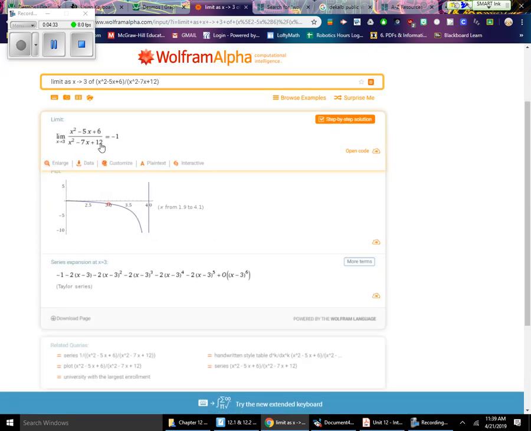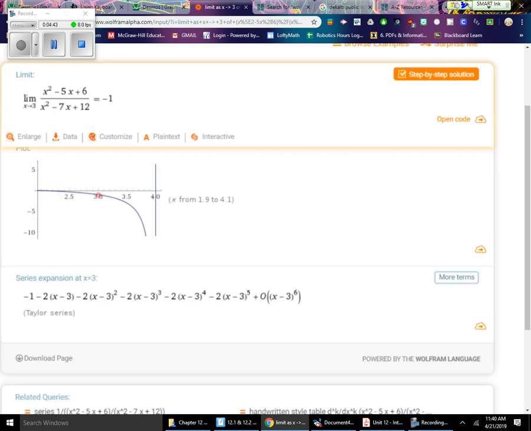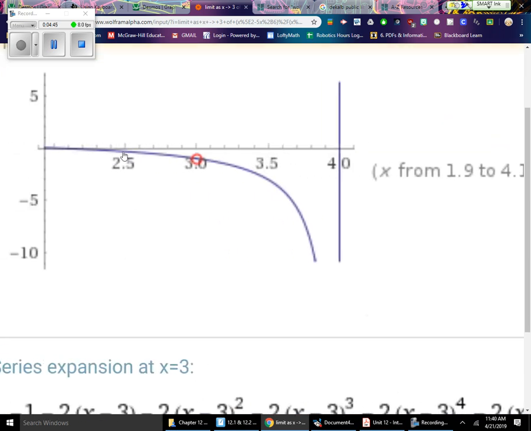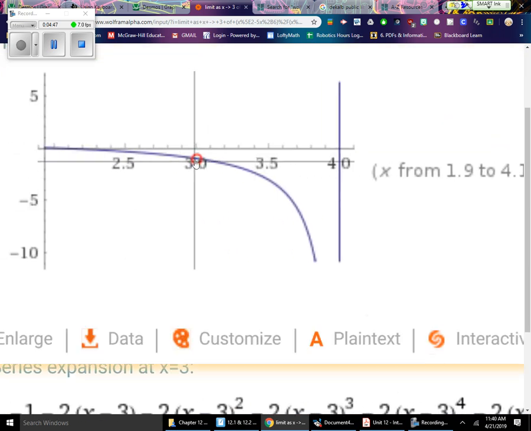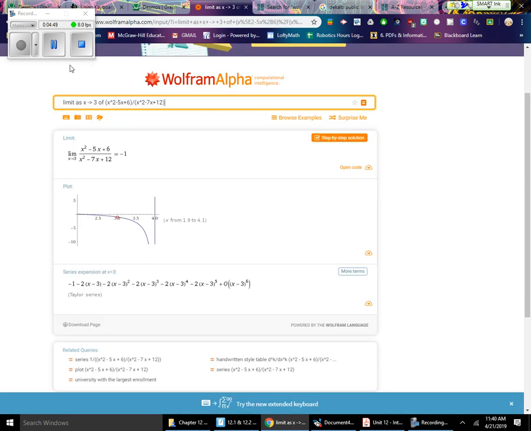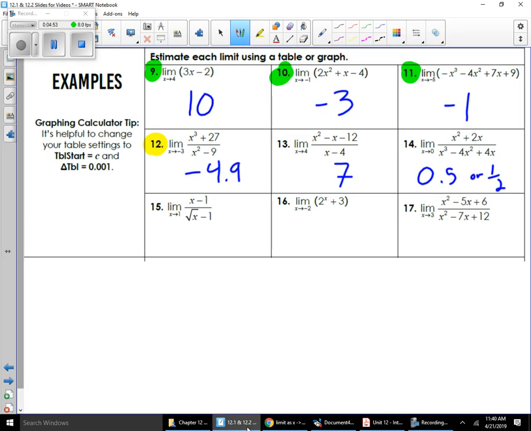Very important to double check that it interpreted this function correctly. It will tell you what it thinks you typed in, so that's at the very top here, and if this is correct, then that's your limit, -1. Again, you can zoom in to get a graphical representation of that. So using the help of Wolfram Alpha, we were able to get these last 3 limits: 2, 3.25, and the one we just found was -1.